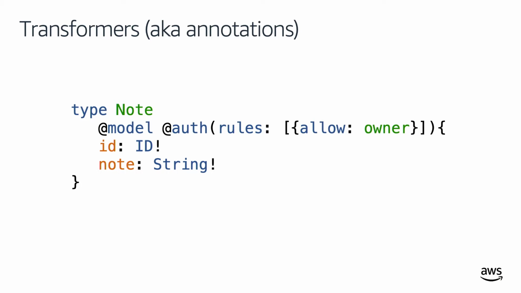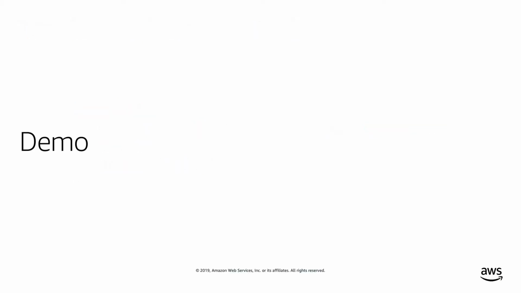So just by adding that little word, Amplify will create a DynamoDB database and will connect the GraphQL API with that database automatically. No lines of code to write, zero lines of code to write. Let's do that.